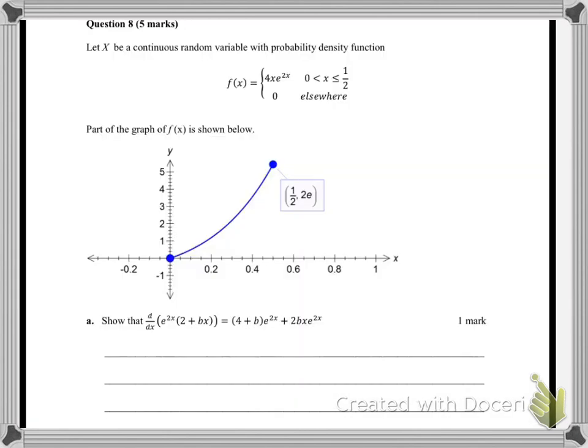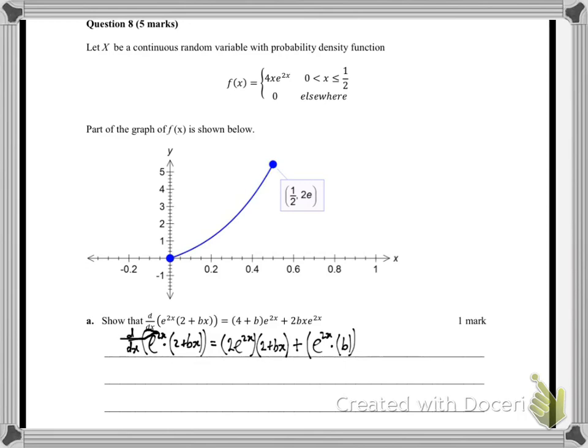Okay, question 8. Now we've got a continuous random variable, with a probability density function looking like this, and we want to work with this and evaluate some probabilities. The first thing we've got to do though is prove this differential is the case. So the derivative of the left hand side is a product rule. So this is u dash times v plus v times u dash.